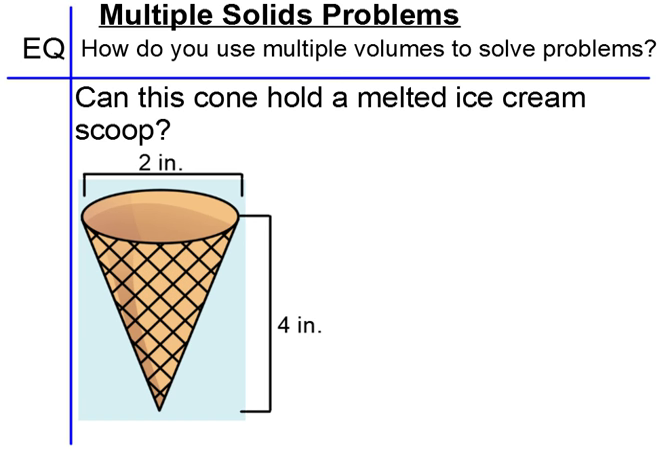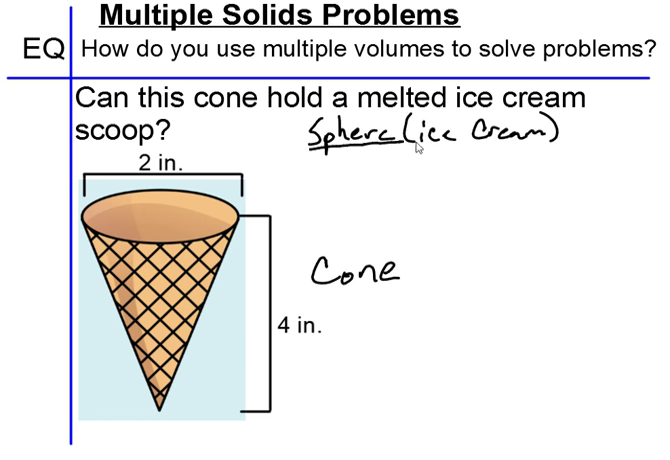Can this cone hold a melted ice cream scoop? So we have two things we need to think about. The fact that this ice cream cone is in the shape of a cone, and also that if you put a scoop of ice cream on top of it, you would be talking about a sphere. What is the volume of the sphere that would be the ice cream? So let's find the volume of the sphere that would be the ice cream.